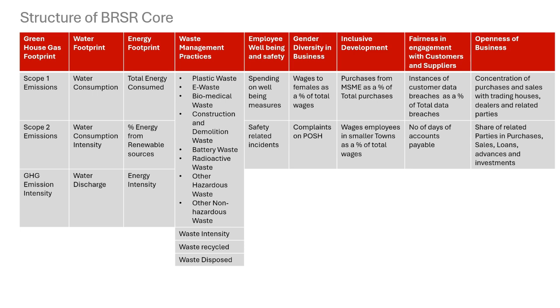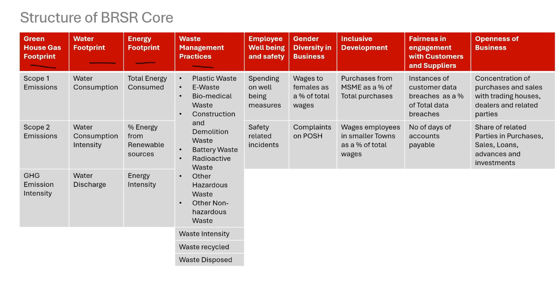Having understood the importance of BRSR Core, let us have a look at its structure. BRSR Core has 9 KPIs which are divided into 29 data points. These KPIs cater to the performance of the entity with respect to environment, social, and governance aspects. With respect to environment, the entity has to disclose about its greenhouse gas footprint, water footprint, energy footprint, and waste management practices. They are all related to Principle 6 of the NGRBC.